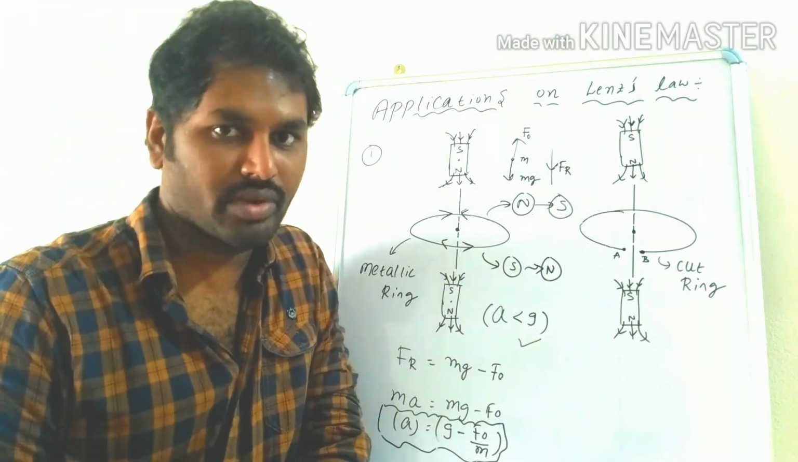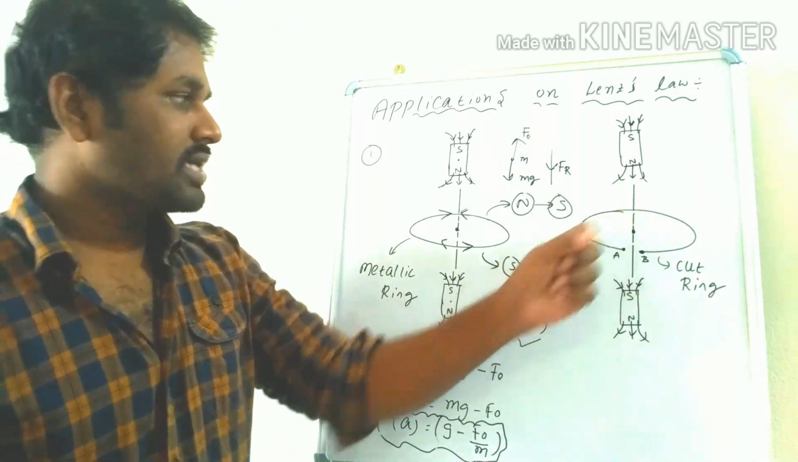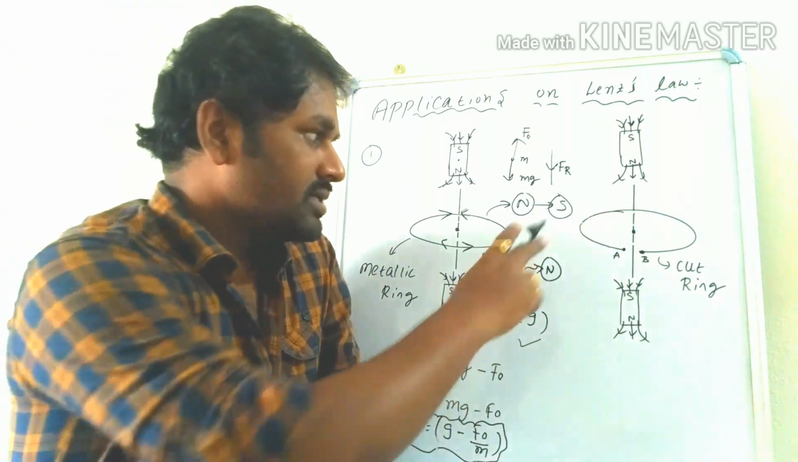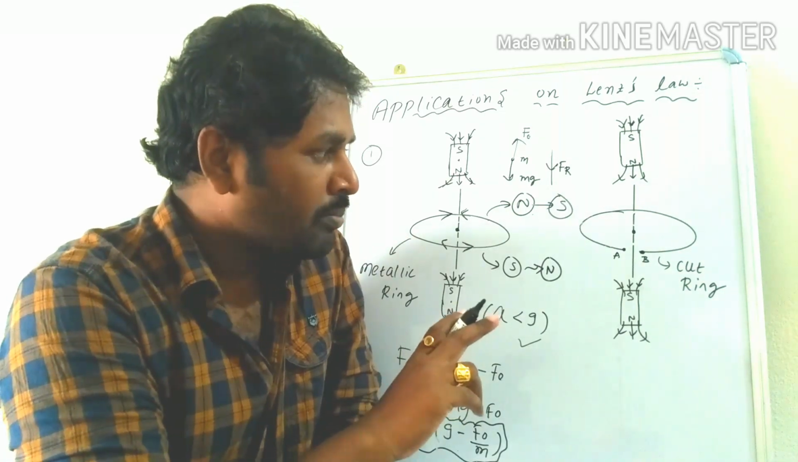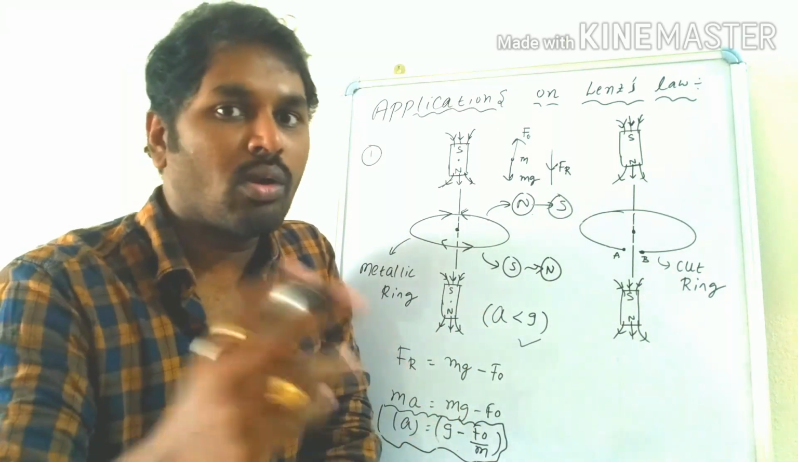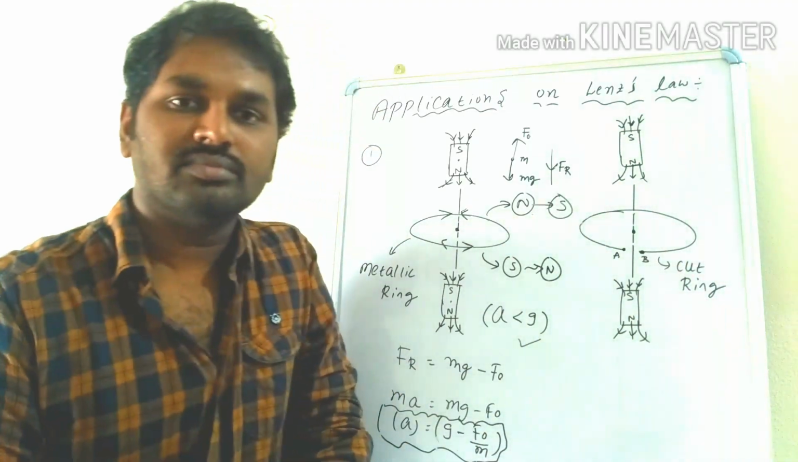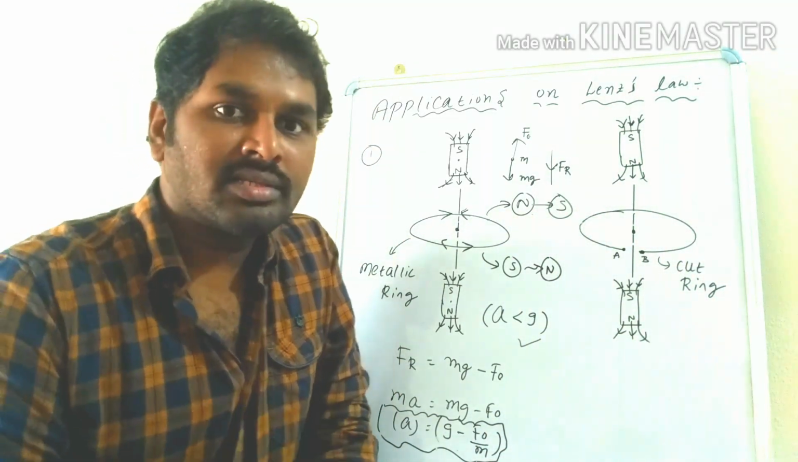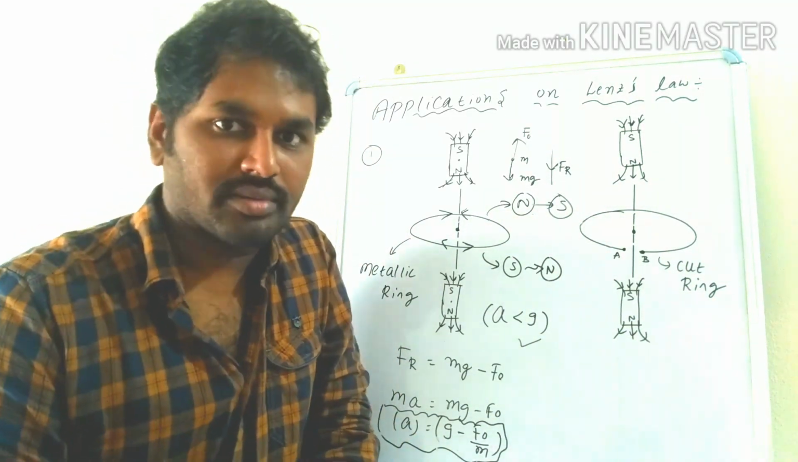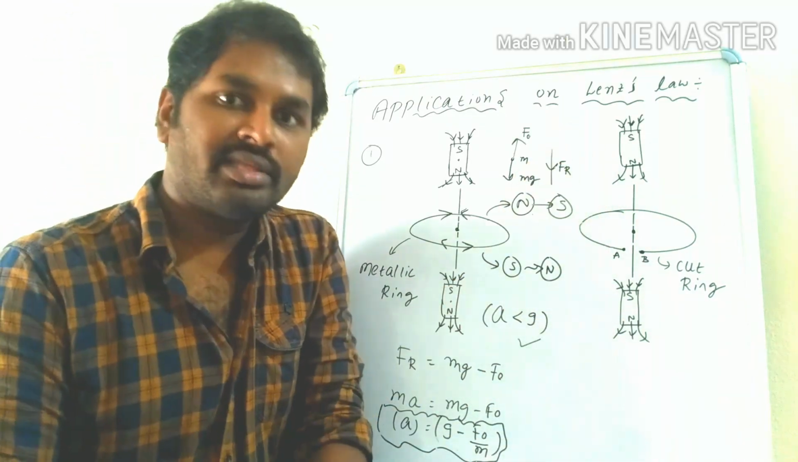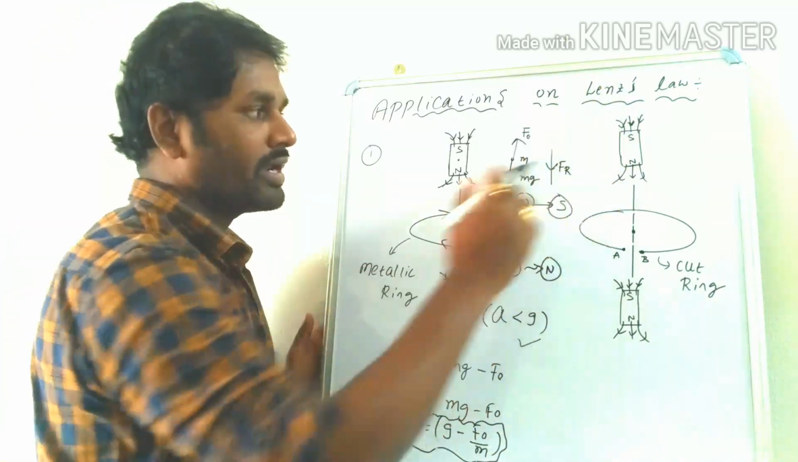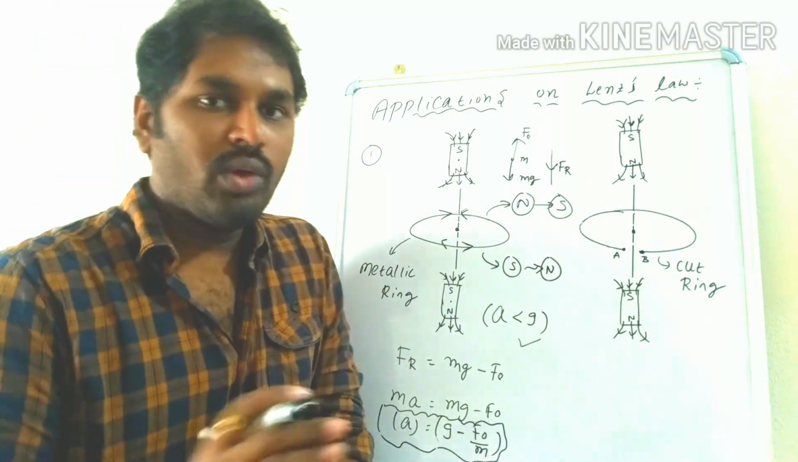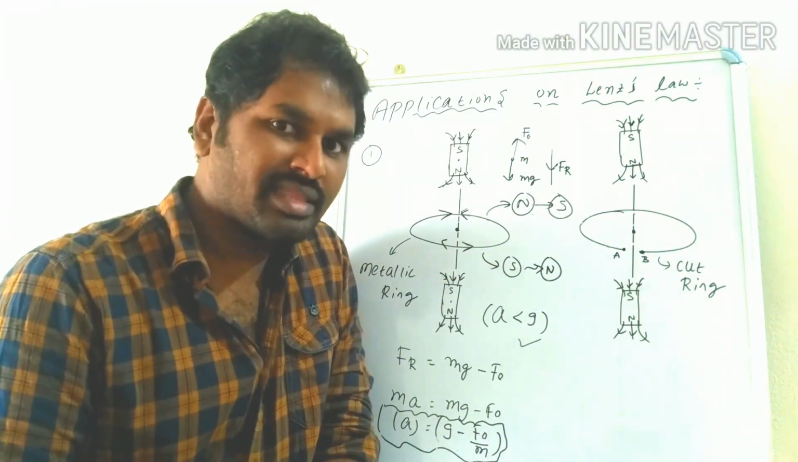Is it clear? Right. Now in the second case, you are seeing the same metallic ring, but some part is removed; we can call it the cut ring. The remaining things are almost similar. That is, we are dropping again the bar magnet along the geometrical axis, and it is falling down. Will you get opposition in this case?